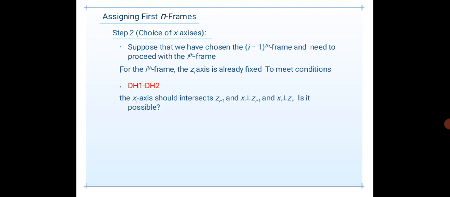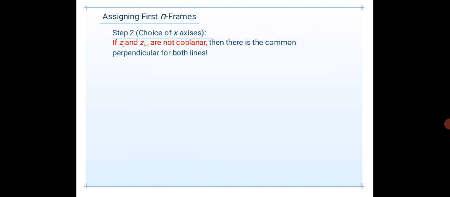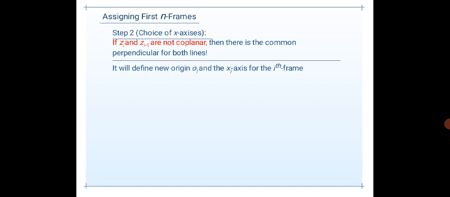Is that possible? So there are three cases. z_i and z_{i-1} are not coplanar, or they are parallel, or they intersect. For all these three cases, it is possible, where x_i will be perpendicular to z_i. And coming here, if z_i and z_{i-1} are not coplanar, then there is a common perpendicular for both the lines, and it will define a new origin.